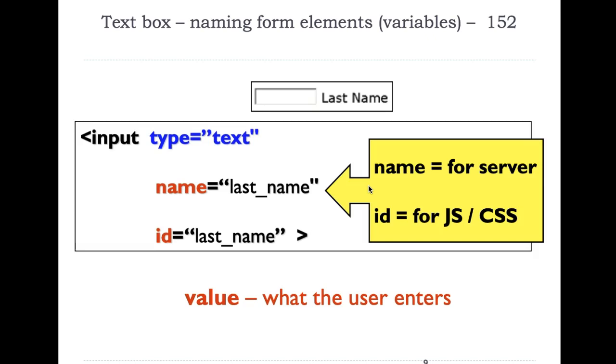Okay, so text box, naming form elements. Here we go. The name attribute in any input type is what the server reads. The IDs, those are for JavaScript and CSS. So the value of this would be what the user enters.